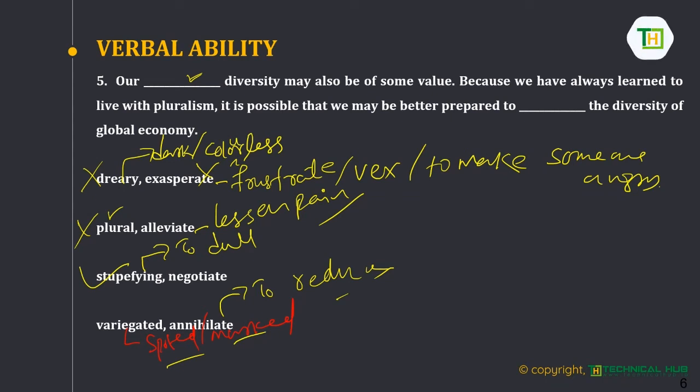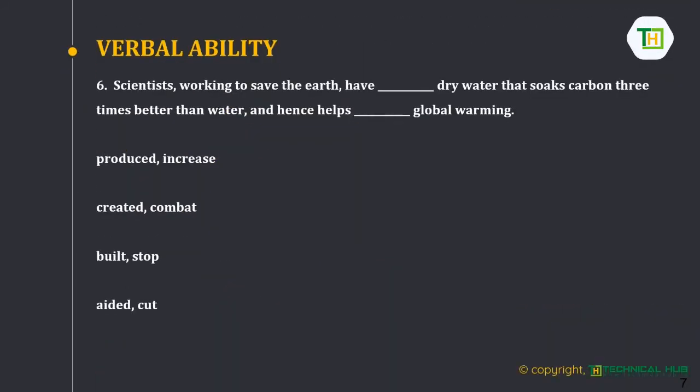Moving to the next question. Scientists working to save the earth have dashed dry water that soaks carbon 3 times better than water and hence helps dash global warming. So what have the scientists done? Do they produce something? No, they create or invent something. Increase global warming?